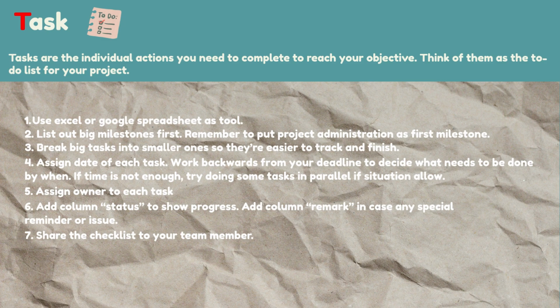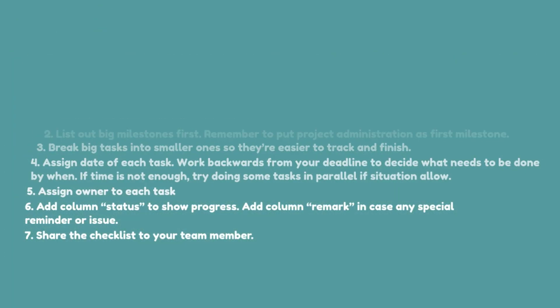Number 5, assign an owner to each task. Number 6, add a status column to show progress. Add a remark column in case of any special reminder or issue. Number 7, share the checklist with your team members and make sure they know which tasks they are responsible for and by when they need to finish.